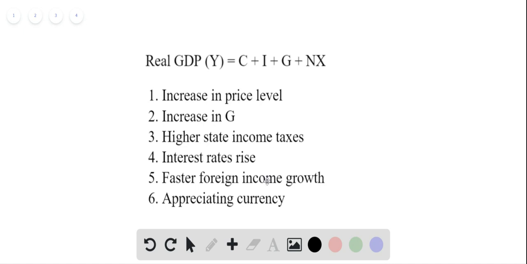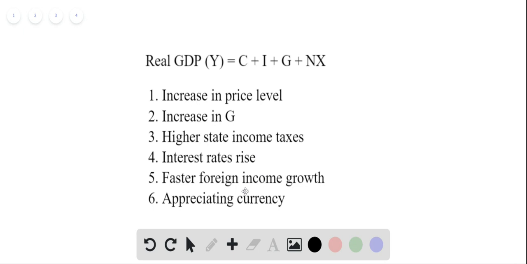The fourth thing we want to consider is an increase in interest rates. As interest rates rise, borrowing money becomes more expensive for both consumers and firms. They will likely borrow less to spend and will not undertake as many long-term investment projects. So essentially, consumption as well as investment goes down, which results in a leftward shift in the aggregate demand curve.